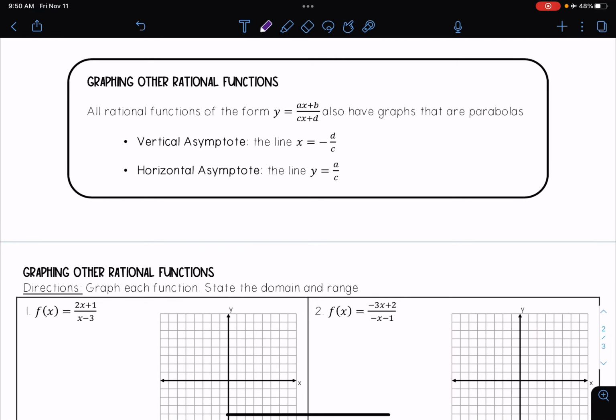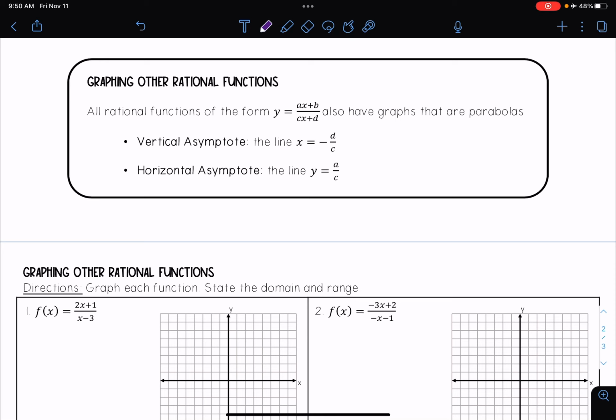In this video, we're going to be looking at graphing other rational functions, in particular rational functions of the form y is equal to ax plus b divided by cx plus d. And these also have graphs that are hyperbolas. And here we see to find a vertical and horizontal asymptote is a little bit different.